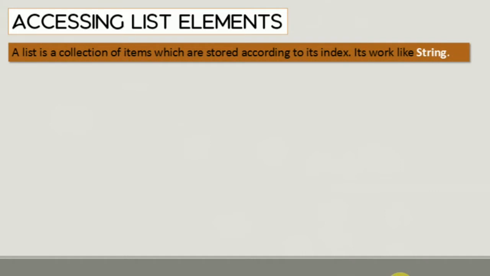list. A list is a collection of items which are stored according to their index value. We already discussed the same thing in a string also. Even in the string we access the characters on the basis of index values. Here also we are going to access all those elements with the help of index value.